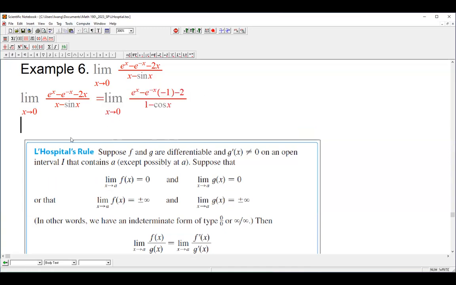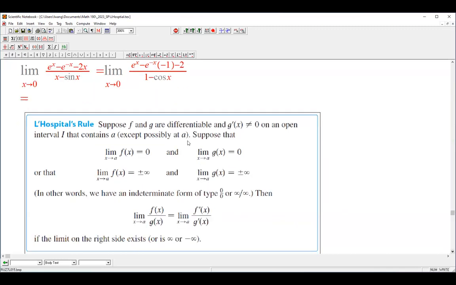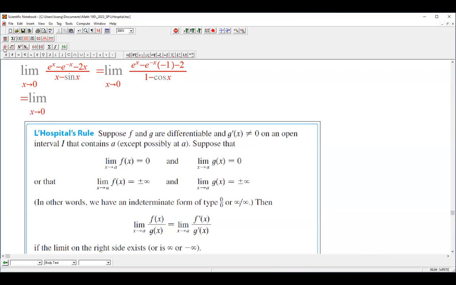And then let's organize the terms a little bit. Let's organize the terms, right? So what do we have here? Denominators stay the same. Numerator, we have a negative, and there's a minus 1. So we have e to the power x plus e to the power negative x minus 2.